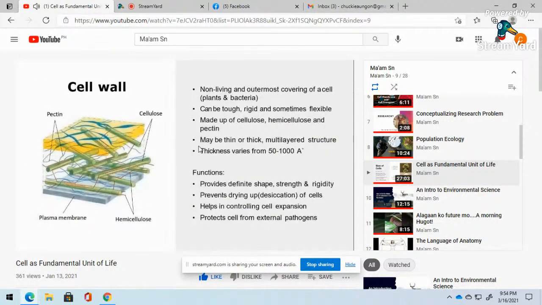The cell wall is a non-living and outermost covering of a cell. It is also found in the plant and the bacterial cell. It can be tough, rigid, and sometimes flexible. It is made up of cellulose, hemicellulose, and pectin. It may be a thin or thick, multi-layered structure, and the thickness varies from 50 to 1,000 angstrom. In terms of its function, it provides definite shape, strength, and rigidity, prevents drying up of cells, helps in controlling cell expansion, and protects the cell from external pathogens.